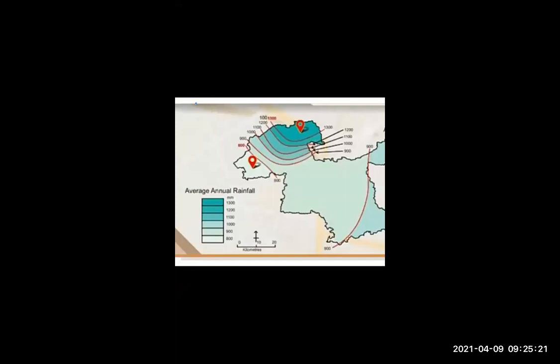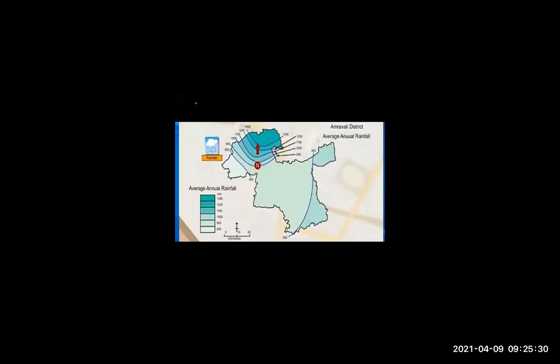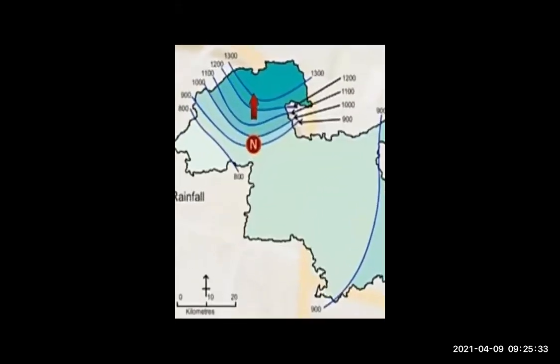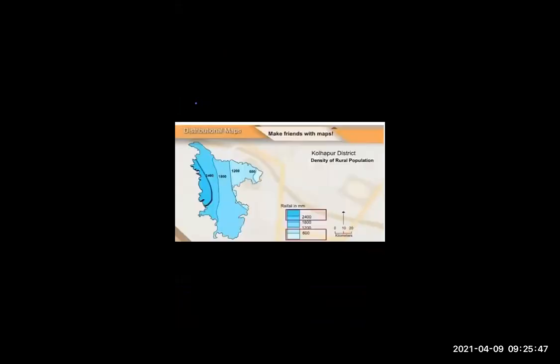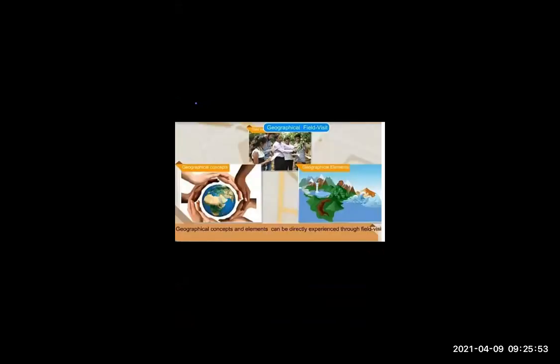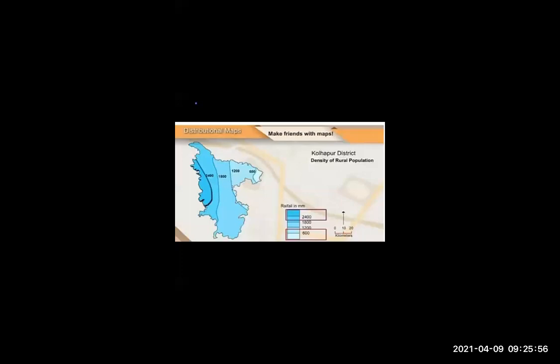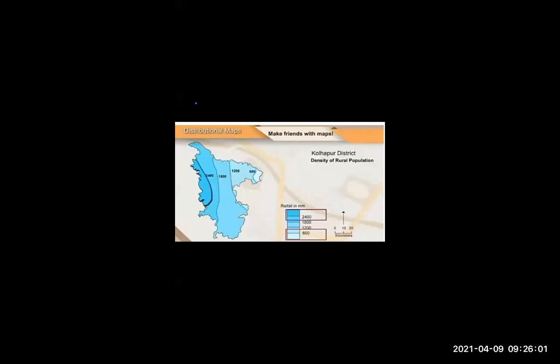So now I show you the next. Student, just look over there. As I told you, in a north direction, the rainfall is increasing, as I mentioned over there. Now next map on your screen.